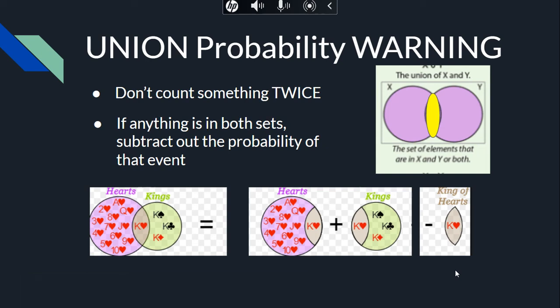So before we move on to intersection probabilities, pause this video now and go back to your lesson and look at your lesson. There are some examples of union probabilities that you can look through. Try to figure them out and then look at the answer sheet and then come back to the video to learn about intersection probabilities.